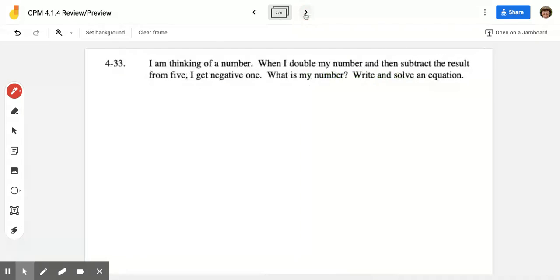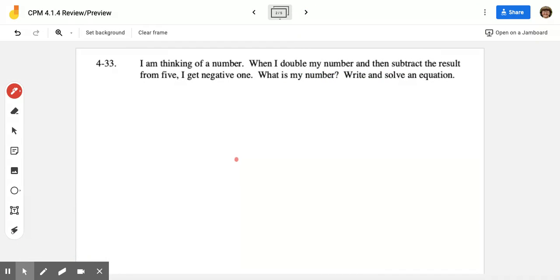Moving on to the next problem, we have 4-33. I'm thinking of a number. So let's call that number n. I'm going to write this kind of in the middle, so if I have to add something to the front, I've got room to do that. When I double my number, that's going to be 2 times n.